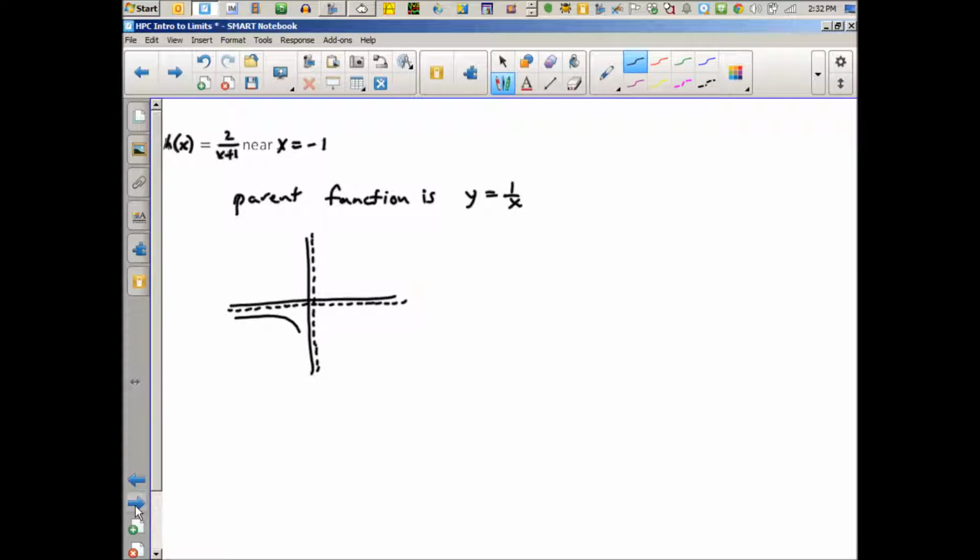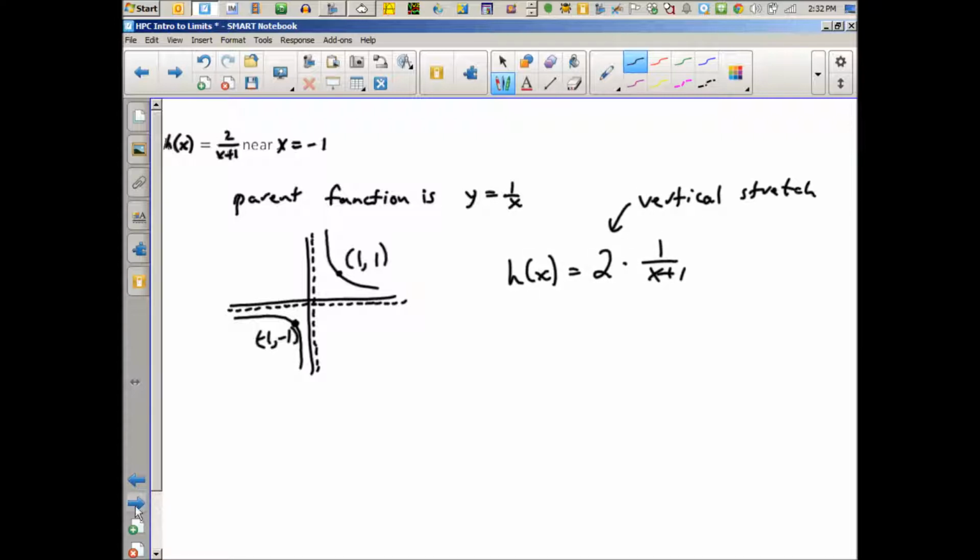1 over x looks like this, right? It passes through negative 1, negative 1, and 1, 1. This should actually look very familiar. h of x, you can think of it as 2 times 1 over x plus 1. The 2 is a vertical stretch, and the plus 1 is a left shift by 1.